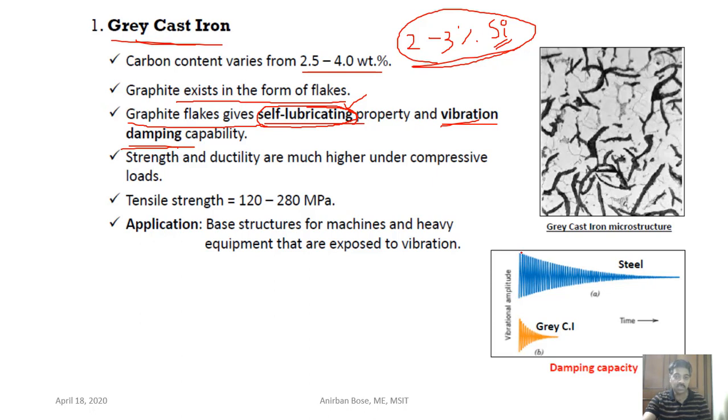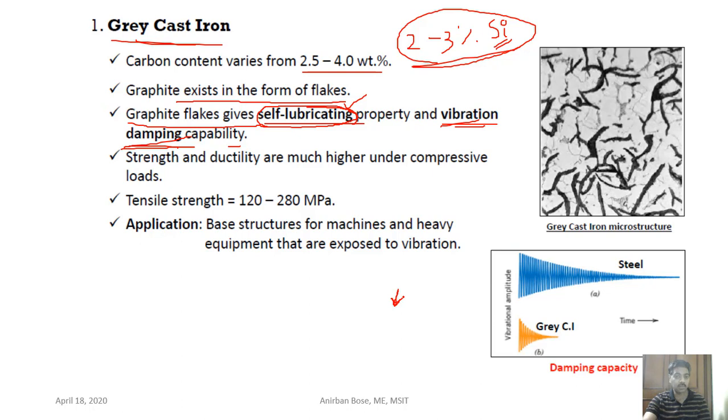Suppose you have seen the lathe machine or a shaper or a milling machine. During the machining operations, you know that a lot of vibrations are generated, and if the vibration sources are present, then what will happen? Ultimately the job surface will deteriorate. So that is why all these machine bases are made with the gray cast iron, so that the damping effect will be highest, and the vibration will not be felt much. So the base structures for the machines and the heavy equipments are made of gray cast iron.